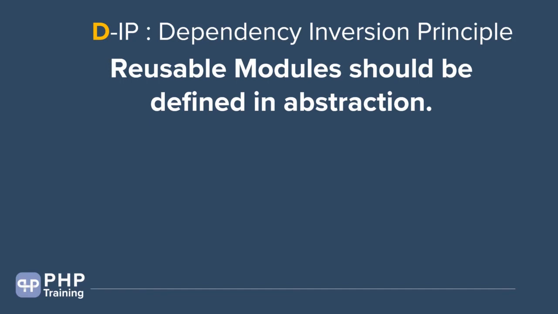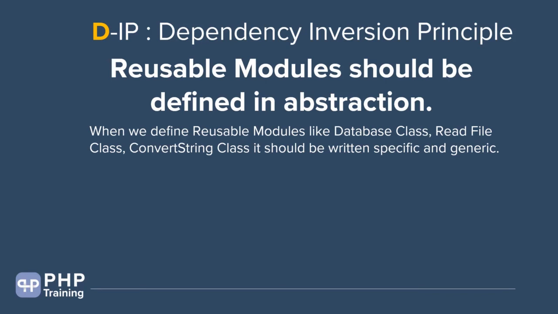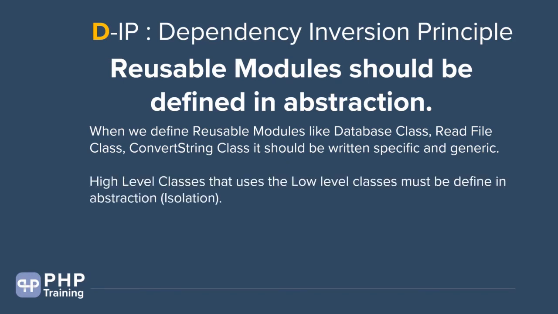Okay, so let's look at a good example for this. When you define reusable modules like a database class, read file class, or convert string class, they should be written specific and generic. There should not be dependency on anything else. The same principle can also be defined in this manner: high level classes that use the low level classes, which are nothing but the reusable modules, must be defined in abstraction and isolation.